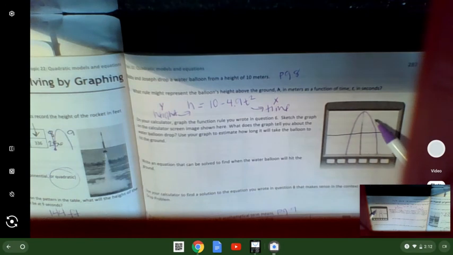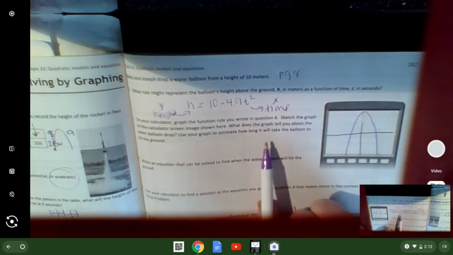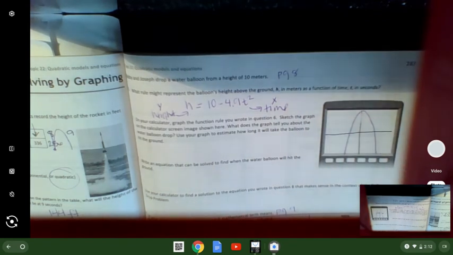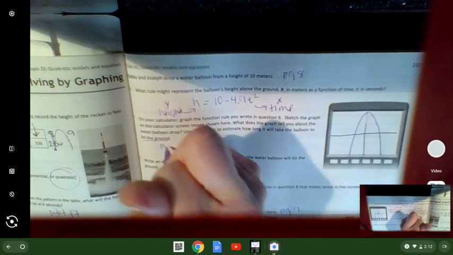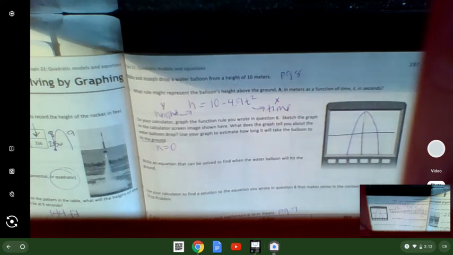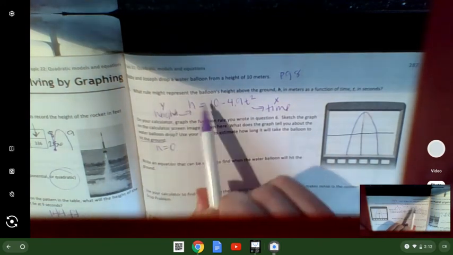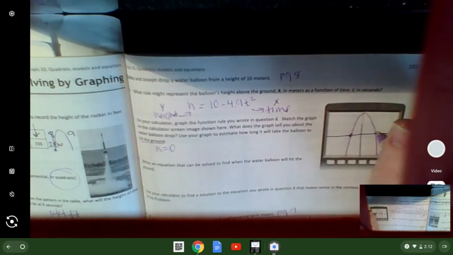There's that parabola shape that we expected. Use the graph to estimate how long it will take the balloon to hit the ground. Okay, when the balloon hits the ground, I should have a height of 0. If I'm on the ground, I have no height. So a height of 0 would mean I have a y value of 0. A y value of 0 would be this point here and this point here.